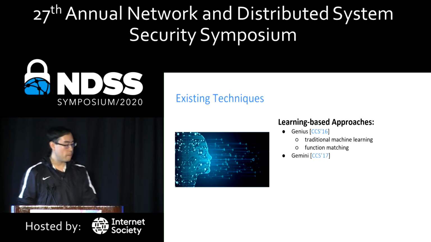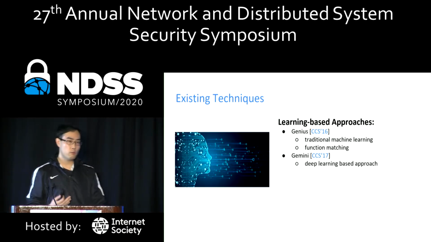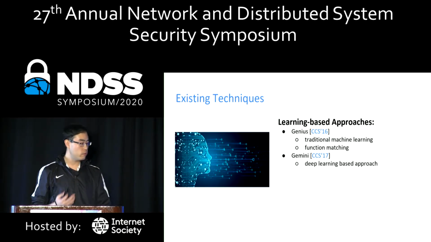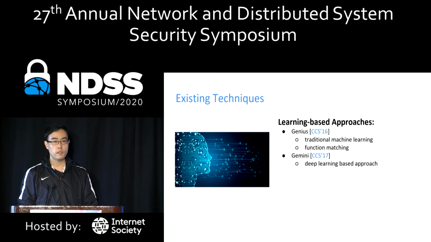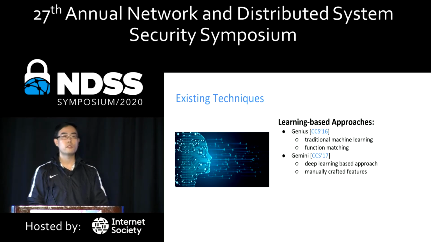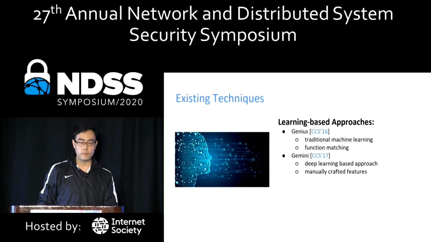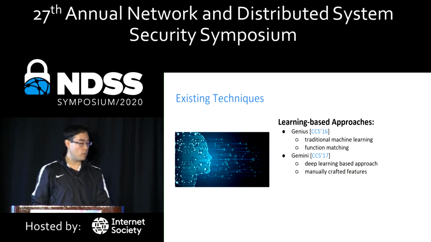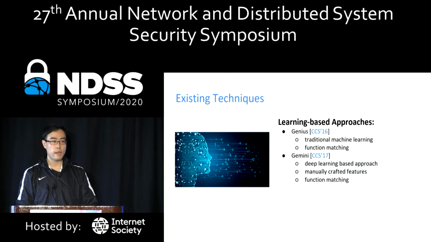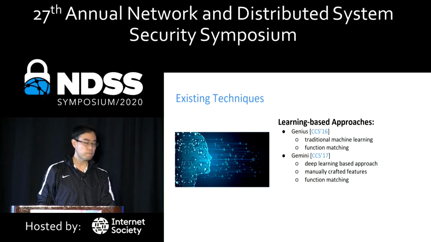Gemini, which was published in CCS 17, improves upon Genius in that it uses a deep learning-based approach to embed the information into an embedding. It uses manually crafted features, such as the incoming edges and outgoing edges for each basic block, and then tries to perform function matching using the embeddings generated from the deep learning.